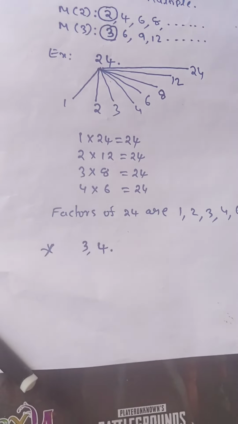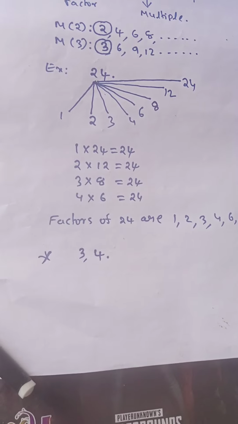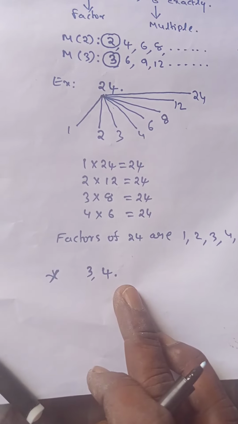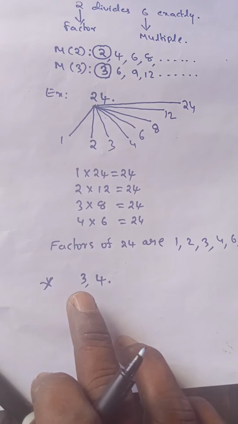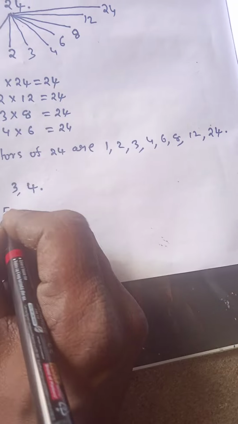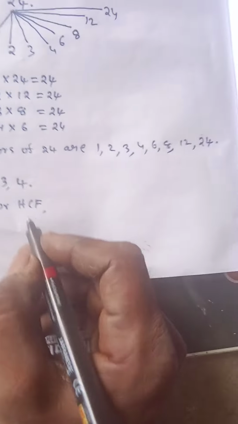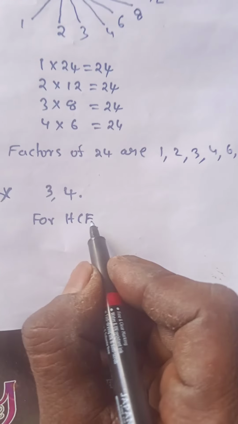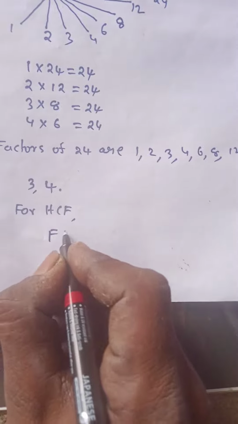What I am going to do here is find the HCF of both numbers, meaning the highest common factor of 3 and 4, and also the LCM of both of them. How do you find it? For HCF, we need to identify all the factors. So we first write the factors of 3.